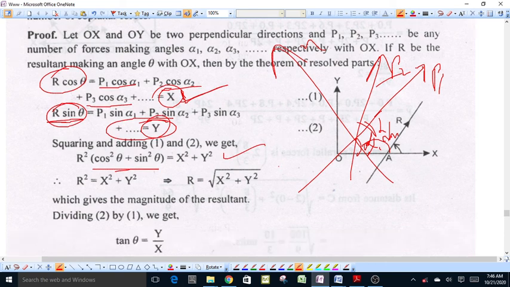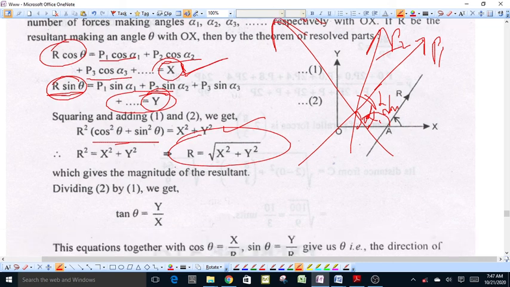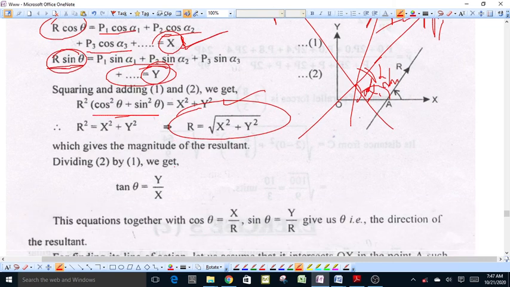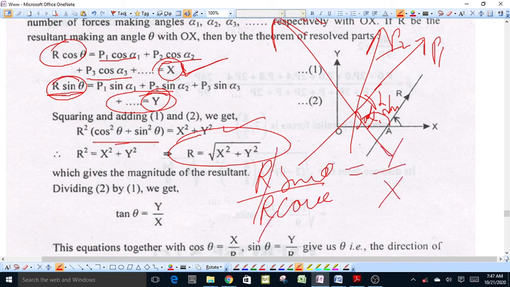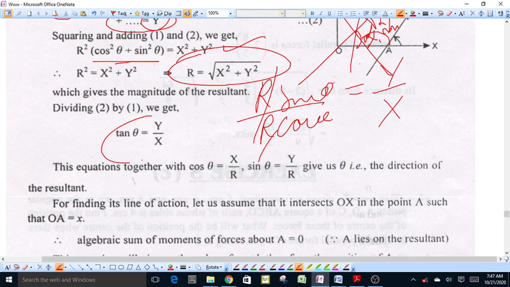Taking R square common, R square comes out to be X square plus Y square, and R is equal to the square root of X square plus Y square. From this equation we can find the magnitude of the resultant. Now if we divide equation 2 by the first, then R sin theta upon R cos theta will be equal to Y upon X. From this equation tan theta comes out to be Y upon X. This equation gives the direction of the resultant.